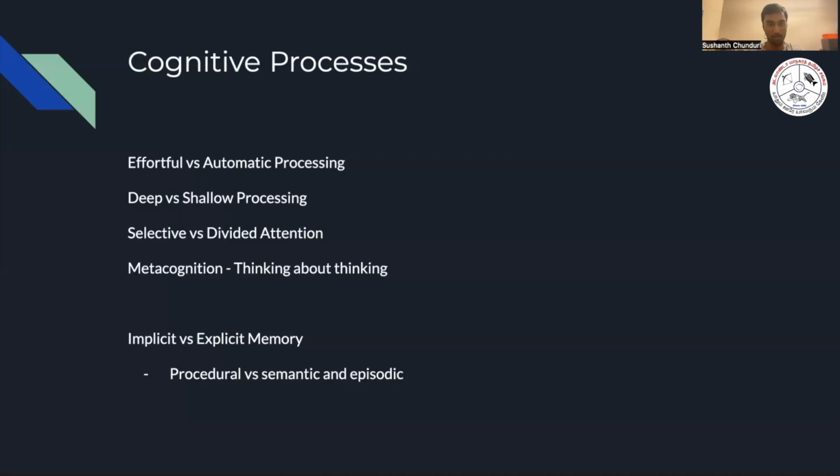Implicit versus explicit memory. Implicit memory is procedural memory, like cooking something, where you remember each individual step, whereas explicit memory is semantic and episodic memory. Semantic is when you remember words on a page or information, and episodic memory is when you remember a time in your life as an episode, kind of. Think of episodic like episode.